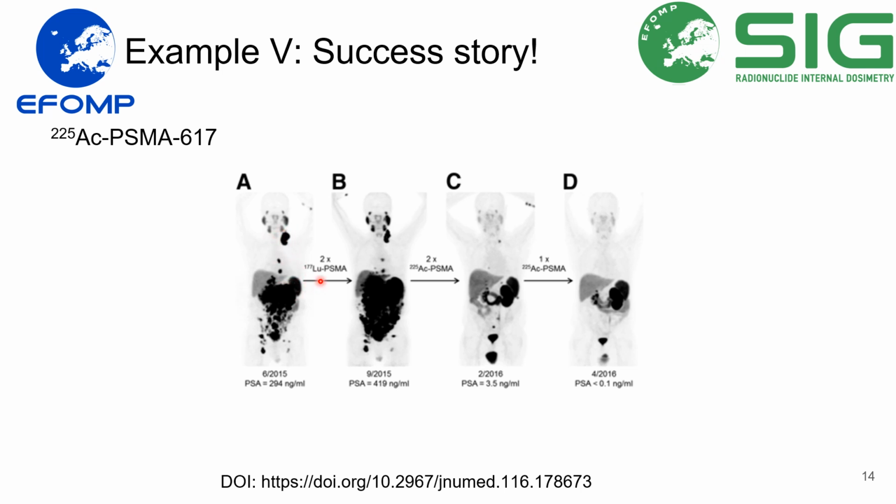After 2 cycles of lutetium PSMA, that patient was progressive, so the disease got worse and worse. The tumors were progressing. But after only 2 cycles of actinium PSMA, that patient responded nicely to therapy, and after 1 more cycle there is an almost complete response. It's not that all patient cases are like that, but there are many, and every single patient is a success. But that does not mean that we cannot do better.